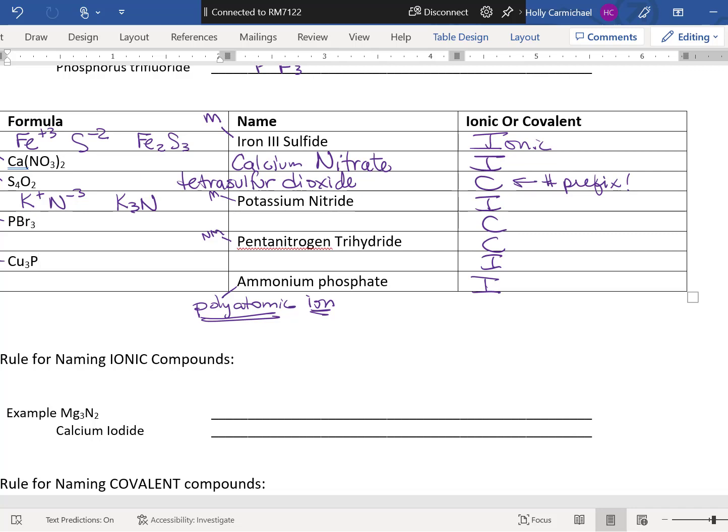Next one, PBr3. And then what's the rest? Tribromide. Right? First part of the last second element plus the IDE. Covalent will always end in IDE. Okay? Pentanitrogen trihydride. So this is what? 5, right? Penta, like a pentagon. So 5 nitrogens and 3 hydrogens.